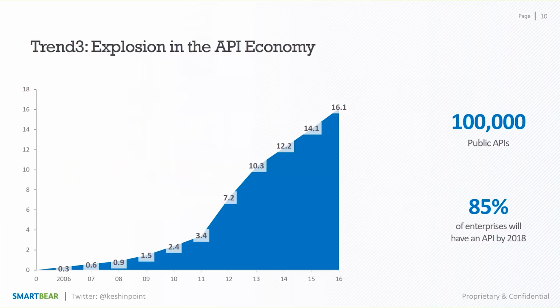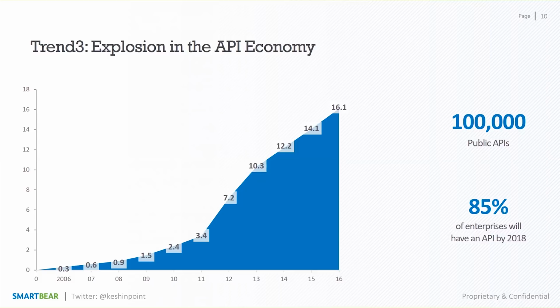And finally, the biggest trend is the explosion of the API economy. We're seeing that so many organizations are now investing in an API strategy. There are over 100,000 publicly available APIs for consumption, and 85% of enterprises are estimated to have invested in an API strategy by 2018. That is just enough reason for all of us to start thinking about how we can best leverage APIs to accelerate our development.